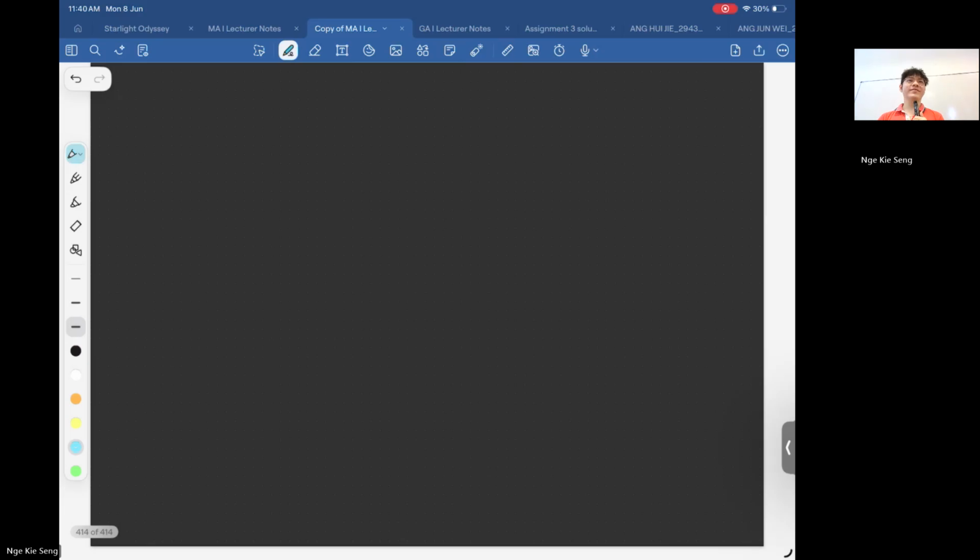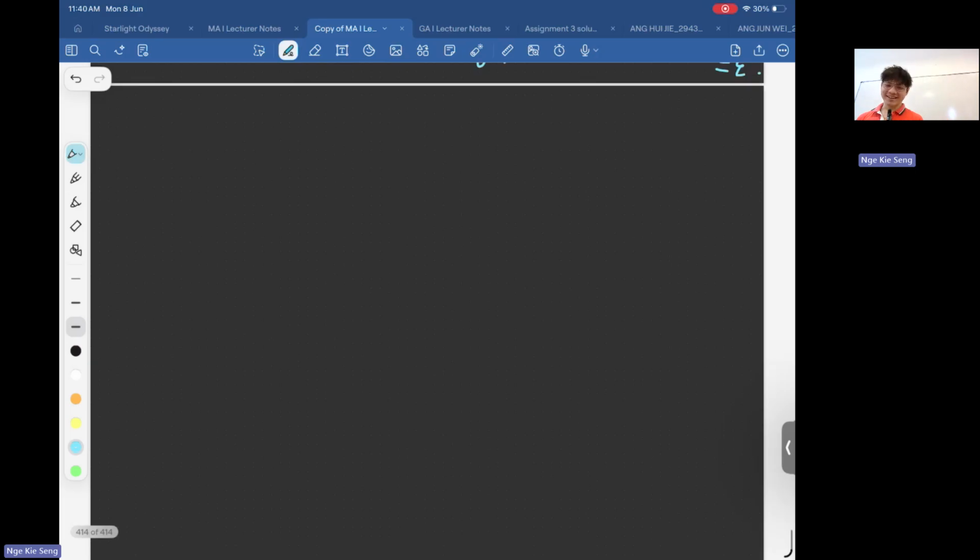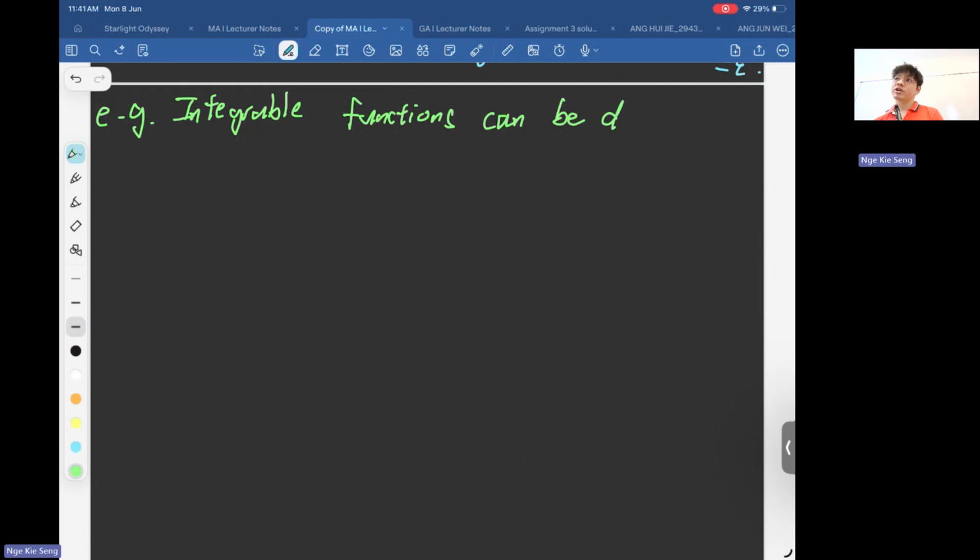Okay, so next, the last example we want to talk about. We've got 10 minutes. An integrable function can be discontinuous. This example may show you a different way to pick a partition, maybe not the usual way you would think about taking a partition. Maybe this gives you another idea how to take a partition.